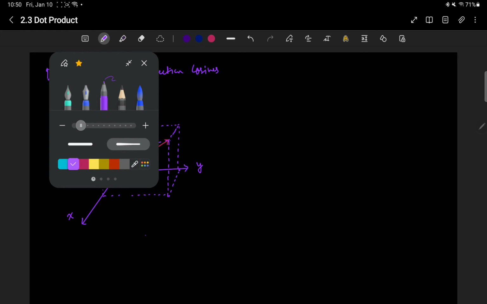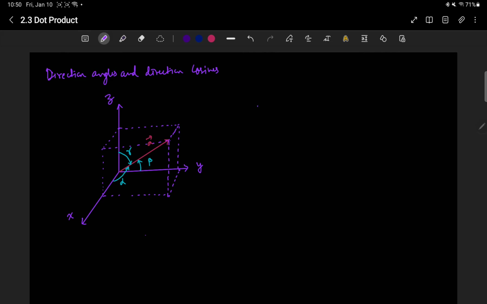If I look at just the alpha, then from the dot product definition, I know that cosine alpha will be the dot product of A with I cap divided by the magnitude of A, so I'm taking the unit vector along the x direction. And A dot I is just going to give me A1, which is the x component of the vector A. And the magnitude of the unit vector is 1, so I'm just left with the magnitude of A.